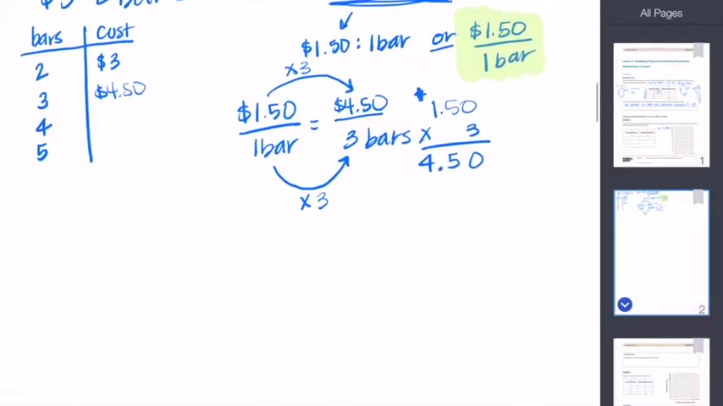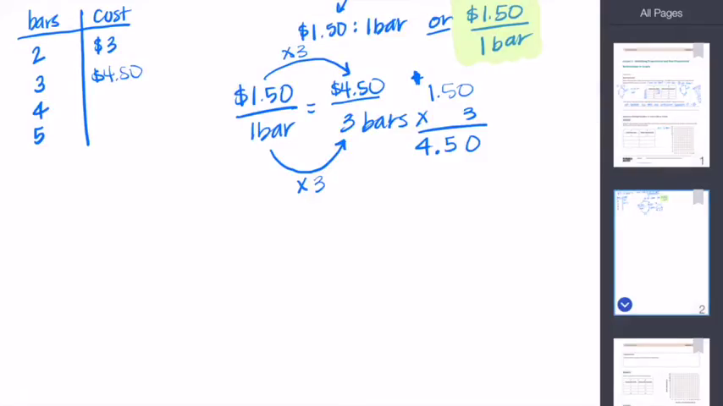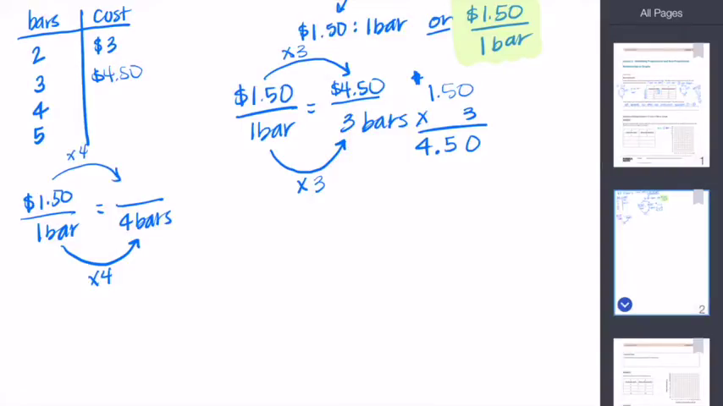We're going to do the same thing for 4 bars and 5 bars. So I have $1.50 for 1 bar is equal to 4 bars underneath. To get there, we multiply by 4, which means we multiply by 4 on the top. 150 times 4 is 600. This makes sense because I have four times as many bars, so the cost should be four times as much. So $6 for 4 bars makes sense to me.